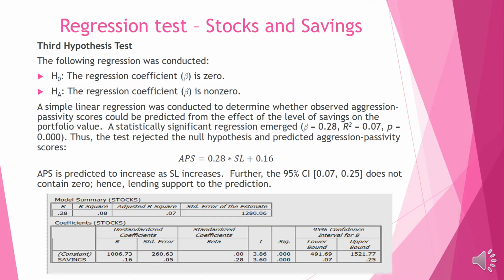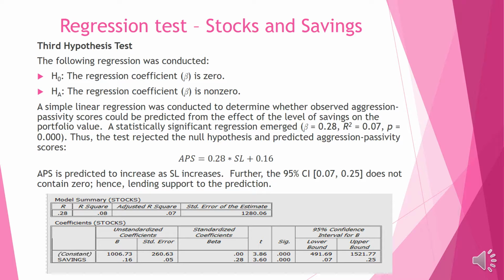The final test was to find out whether the level of savings could be used to determine the value of the stocks or the portfolio value of the stock. The null hypothesis was that the regression coefficient was 0, and the alternative was that the regression coefficient was non-zero. A statistically significant regression emerged. Therefore, the null hypothesis had to be rejected because the p-value was equal to 0.000, which was less than 0.05.